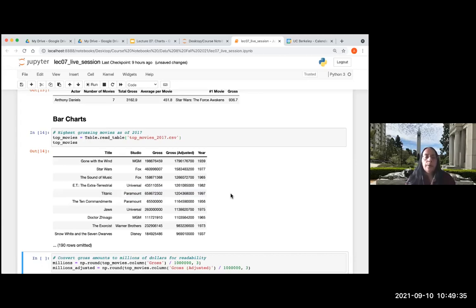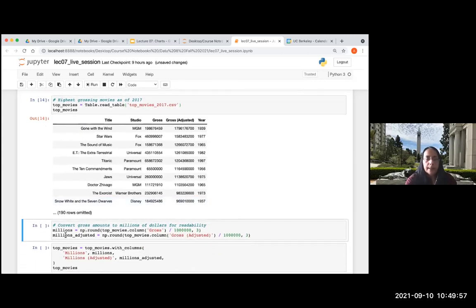Yes. So before we get to actually drawing charts, look at the data. You see these 2 columns, the gross columns, there are lots of digits there, and it is very, very hard to keep track of all of those digits. So for readability, we're going to do some data cleaning. We are going to convert these to millions, and that's what I'm doing here. So this column of gross box office receipts, we are going to take that column, divide by 1,000,000, and then round to 3 decimal places.